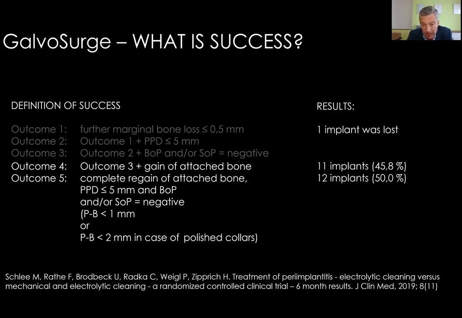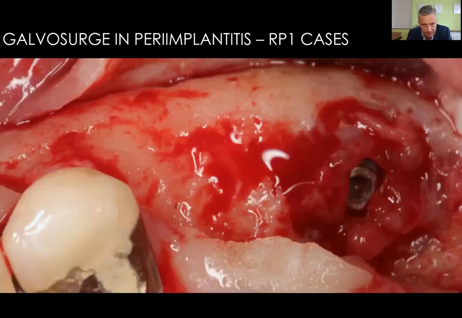We lost 1 implant in the study, or directly after the study. I removed it after 8 months. In 11 implants, so 45 or 46%, we achieved outcome 4, and in 50% we achieved outcome 5. This is only after 6 months, I have to admit, so we have to see what will happen later. But now I have almost 3 years of clinical experience, and we are working on the long-term articles. And I can tell you one thing: it didn't change so much over time.